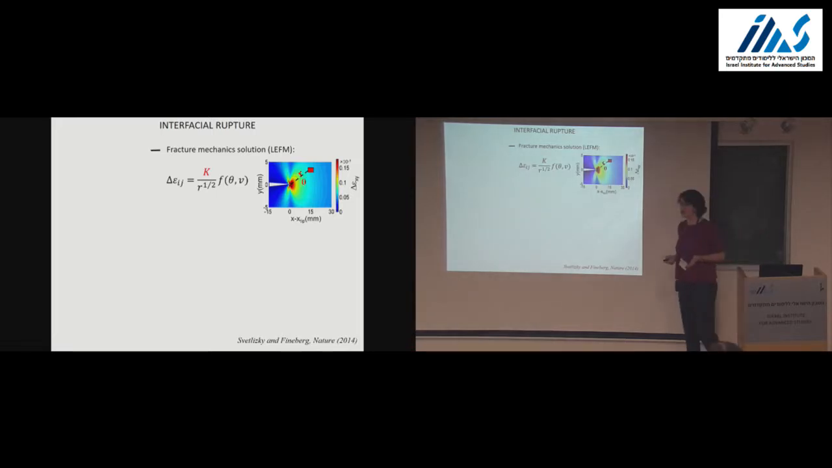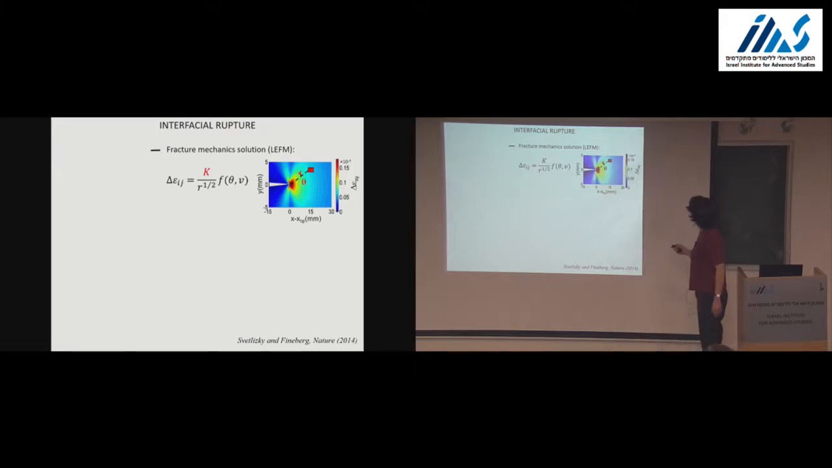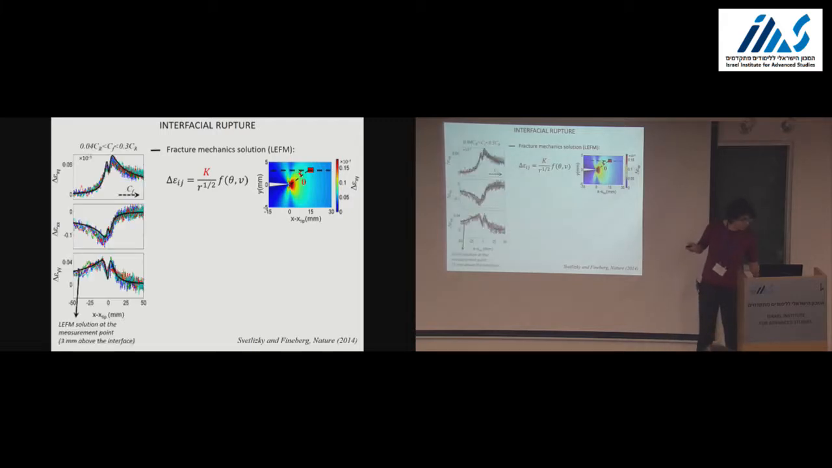To show that, we compare our strain measurement to the solution given by the linear elastic fracture mechanics, LEFM. The LEFM predicts that strain and stress should be singular at the crack tip, the singularity going as 1 over square root of r, r being the distance from the crack tip. K is the stress intensity factor, or the intensity of the singular field. And then when we compare this solution to our measurement, this is what we get.